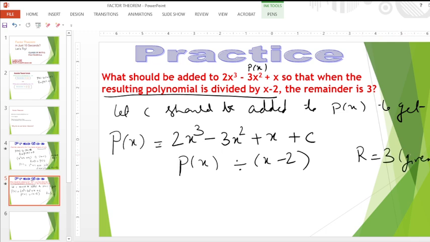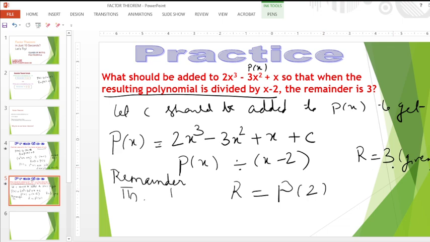This is the given remainder. So naturally we have to find the remainder by the remainder theorem also, because already we are getting 3. And we have to find c. So we will apply the remainder theorem. According to that, when a polynomial is divisible by x minus 2, then p of 2 is the remainder. So remainder is equal to p of 2.